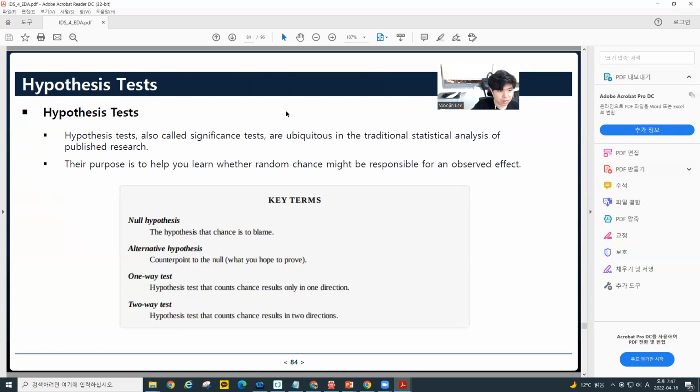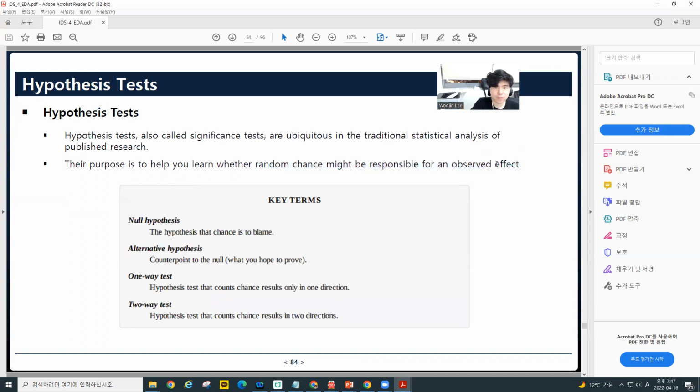Then we are going to study about hypothesis test. Hypothesis test is also called significance test, and it is a very traditional statistical analysis of research. So the basic idea of a hypothesis test is that we want to learn about whether random chance is responsible for the observed effects.